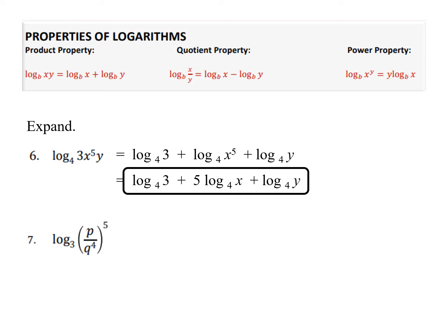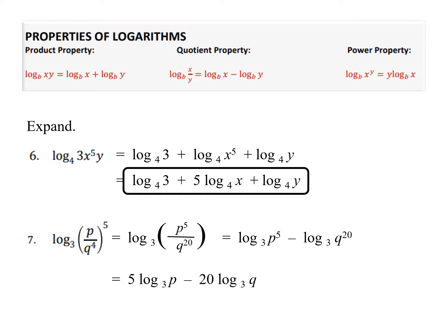Okay, let's do this one. Now this is complicated. I think the first thing I'm going to do is pull that 5 in there. So this becomes p to the 5th, and then q to the 4th to the 5th becomes q to the 20th. And now I'm going to take advantage of the quotient rule, where this is going to be log of p to the 5th minus the log of q to the 20th. Quotient property. And then once again, I'm going to use the power property to pull these out front. And this is going to become 5 log of p minus 20 log of q.